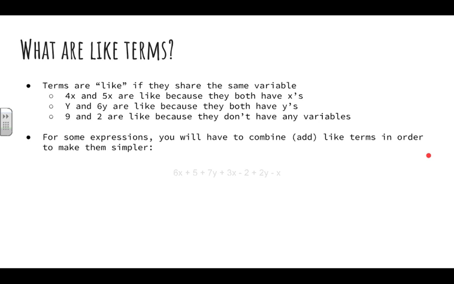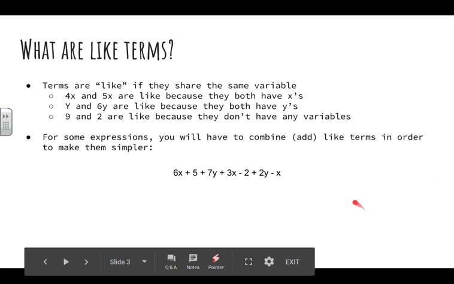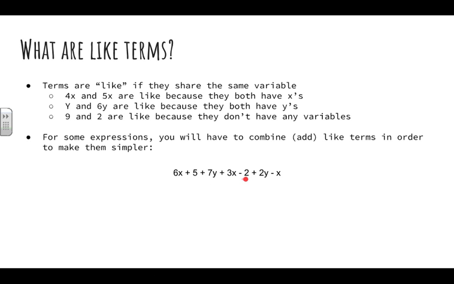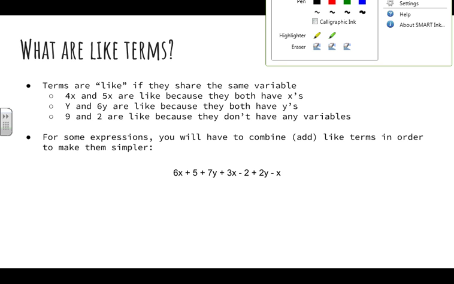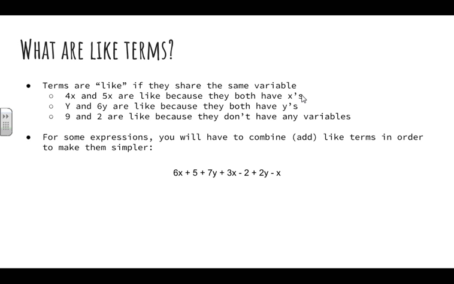So let's look at another example. Here we have a really long expression, 6x plus 5 plus 7y plus 3x minus 2 plus 2y minus x. That's really long and complicated. Let's combine our like terms and simplify this. Something you may want to do is highlight, underline, circle, or use symbols in order to identify your like terms before you combine them.